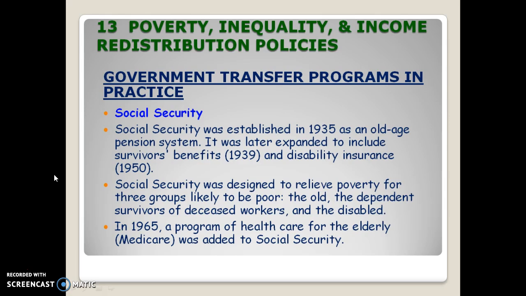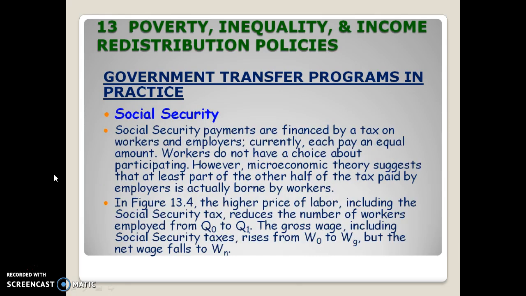Social Security is a government transfer program where the government provides support to the people that are in need. And the people that are in need are people that are entitled to the program at a certain age. Social Security payments are financed by a tax on workers and employers. Currently, each pays an equal amount. Workers do not have a choice about participating, but when we look at micro theory, you'll see that at least part of the half of the taxes paid by employers is actually borne by the workers.